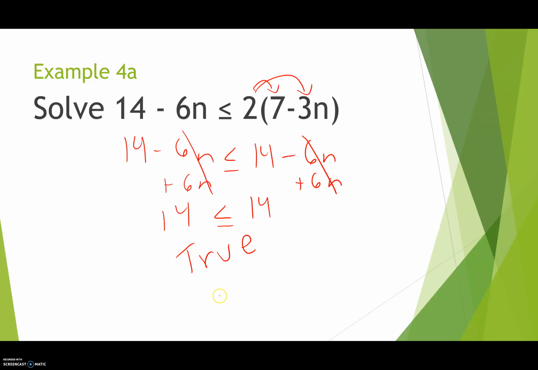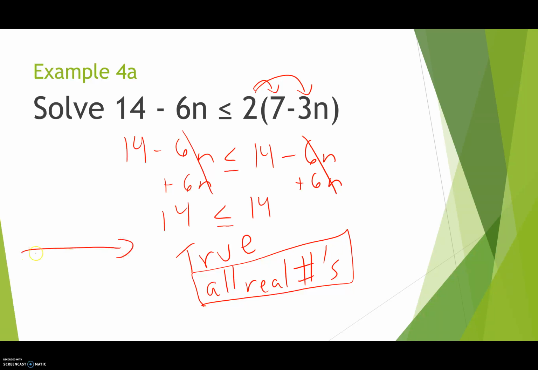What does that mean? That means my solution is all real numbers. It's infinite. Basically, we're saying all real numbers. By the way, how would you graph that? Well, you'd have your number line. Make sure we have a bunch of numbers, and you would just shade the whole number line in the arrows. That's what it is. All real numbers. Okay, so that's that one.